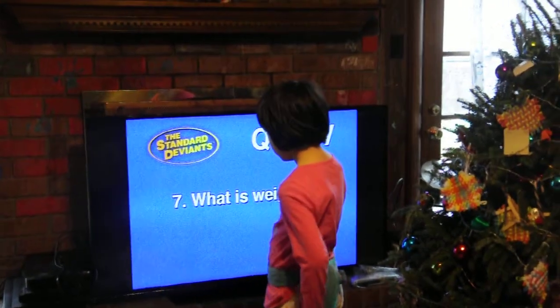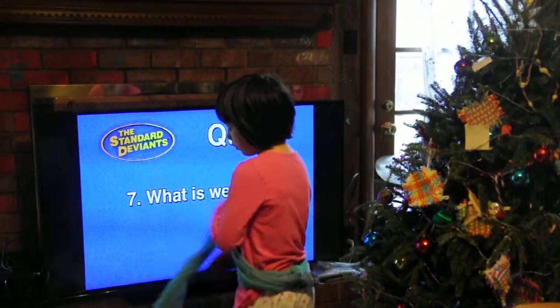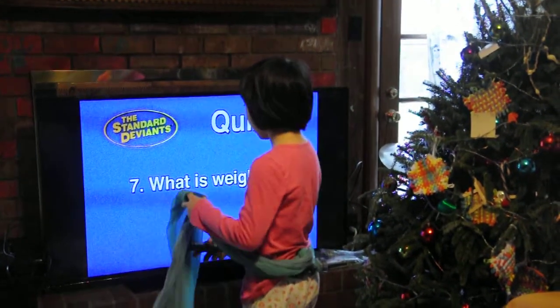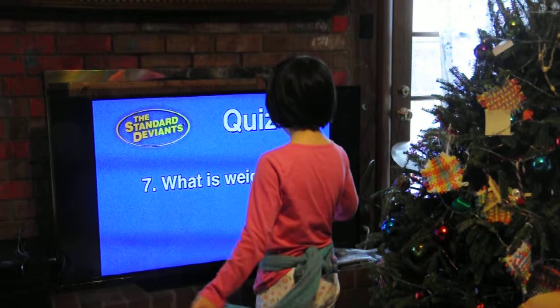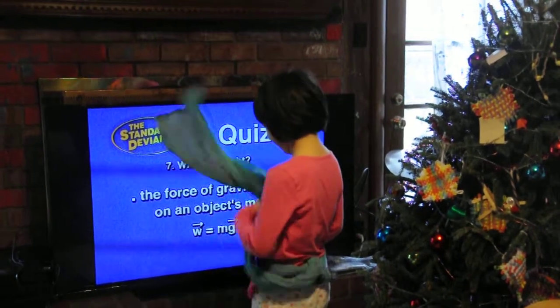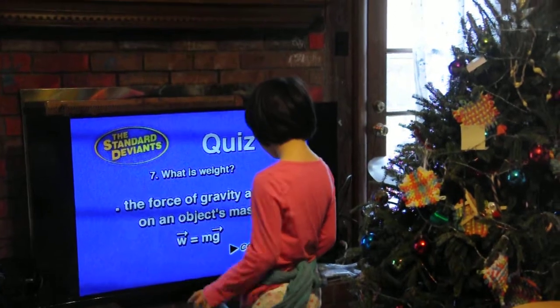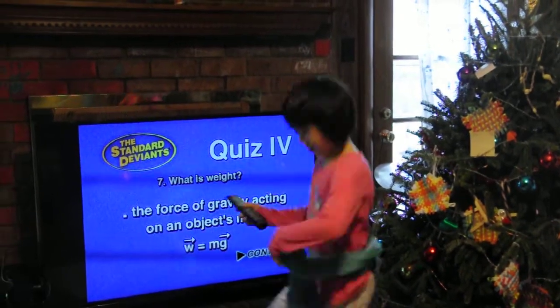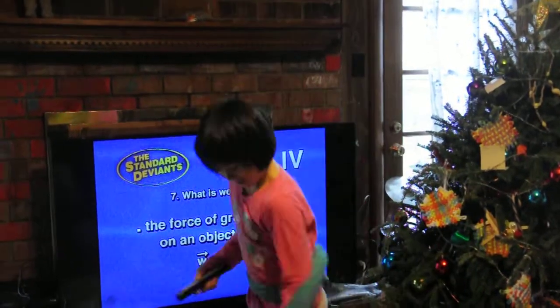Number 7. What is weight? Weight is gravity times the mass of an object. Yes. Weight is the force of gravity acting on an object's mass, so weight equals mass times the acceleration due to gravity.